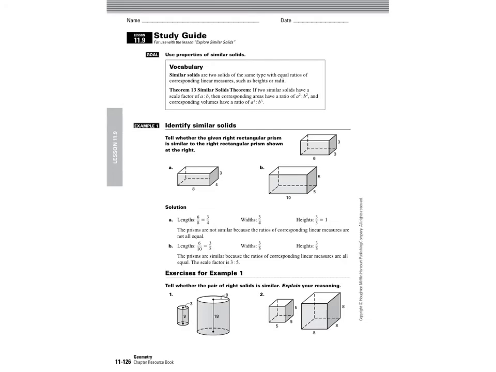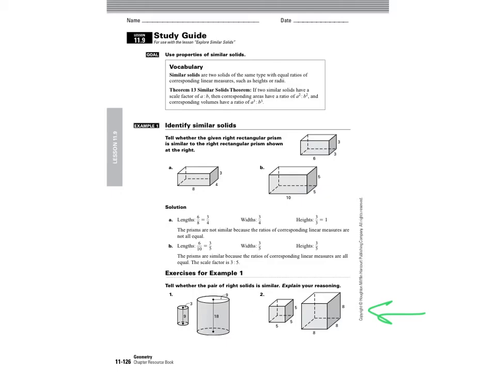Then in 11.9, this is where we saw properties of similar solids. So I'm going to give you, for example, down here at the bottom, 2 solids, a small solid and then a larger solid. I'm going to ask you, are those solids similar? And if they are similar, I'm going to ask you to give me the scale factor. Remember, when you give the scale factor, you must go from one figure to the other.